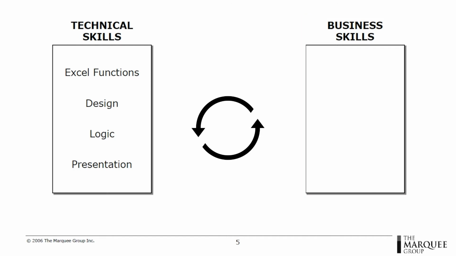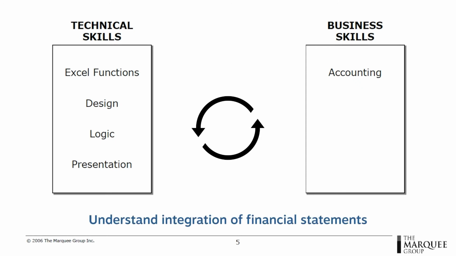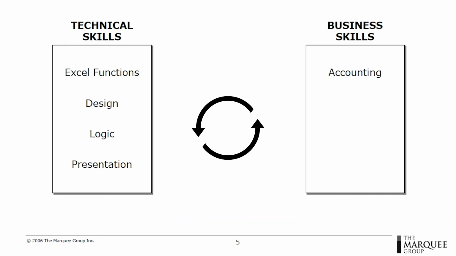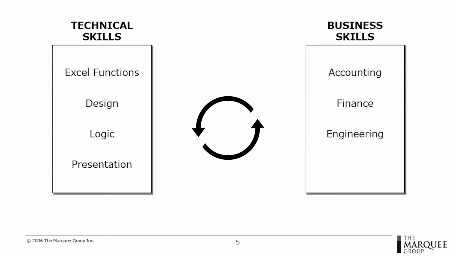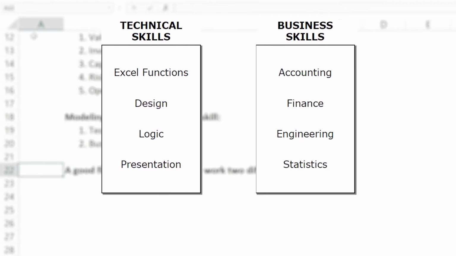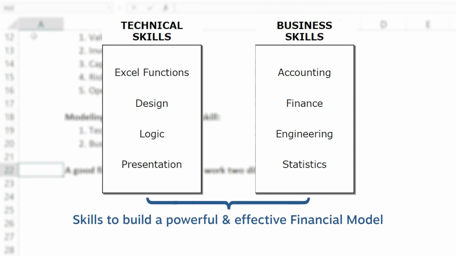We need to have some decent accounting skills. You don't need to be an accountant, but you have to understand the integration of a company's financial statements and what all the line items mean. We need to understand something about finance because we're going to be using our models to make financial decisions. By saying engineering, we just mean that you need to understand a little bit about the operations of the company and how the business actually works. So those are the skills needed to build a powerful and effective financial model.